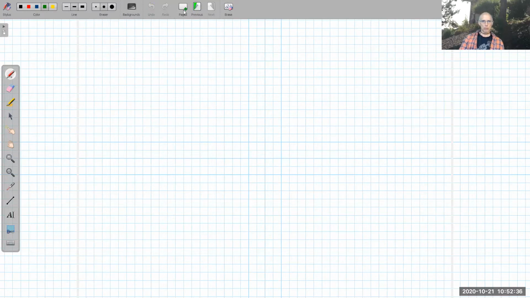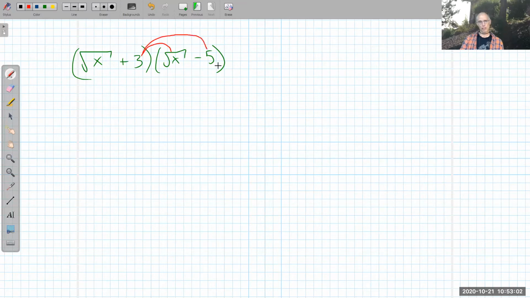And one last problem on playing with radicals. Suppose we had the square root of x plus 3 times the square root of x minus 5. When we start mixing addition and subtraction with multiplication of radicals, things get a bit more complicated. In this case, what I can do is do some distribution. So this 3, for example, has to be multiplied by both the square root of x and the 5. And this square root of x has to be multiplied by that square root of x and that minus 5. Right, so I have to distribute.